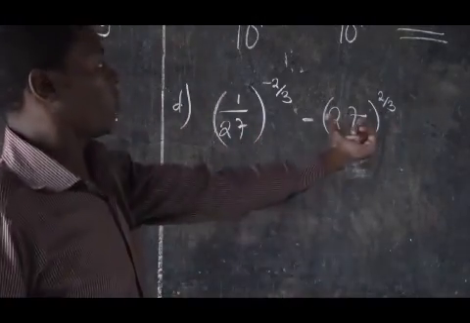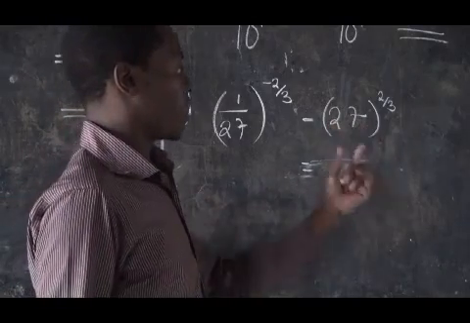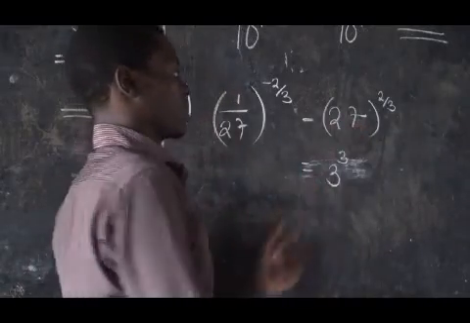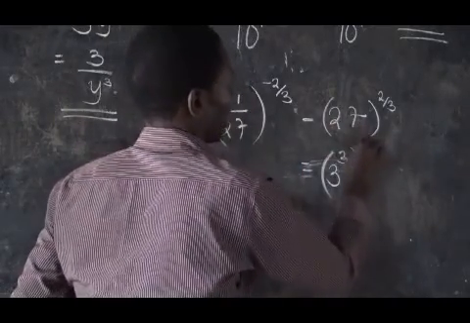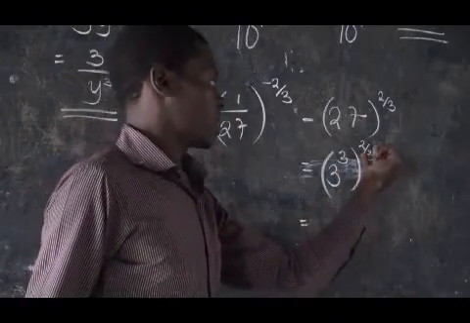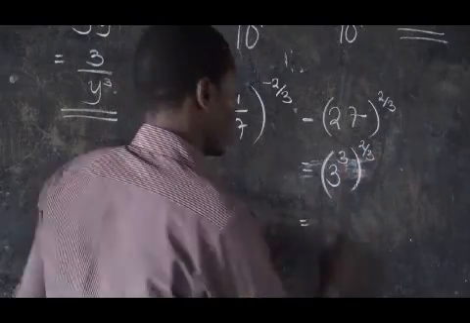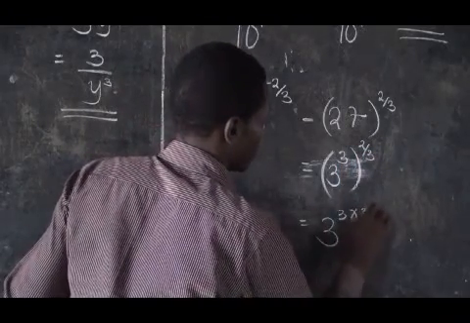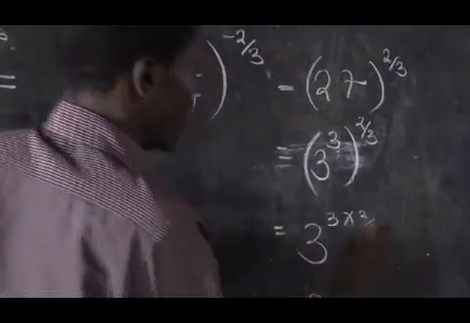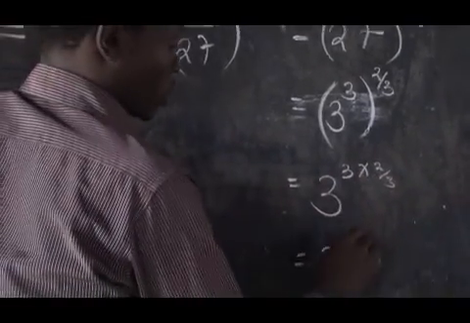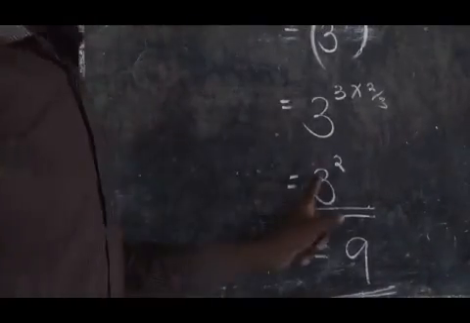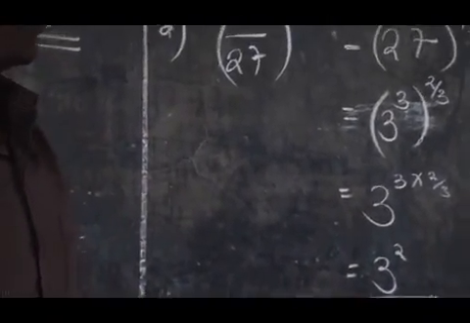Here, we know very well that 27 is 3 times 3 times 3. So it is 3 to power 3. This is 27. So again, power 2 over 3. So what I'm going to do there is these powers are going to multiply. So you're going to get 3, then 3 times 2 over 3. If you multiply this, these ones are going to cancel to remain with 3 power 2. And you can leave it here, or you can say that this one is equal to 9. Because 3 power 2 is the same as 3 times 3, which is 9.